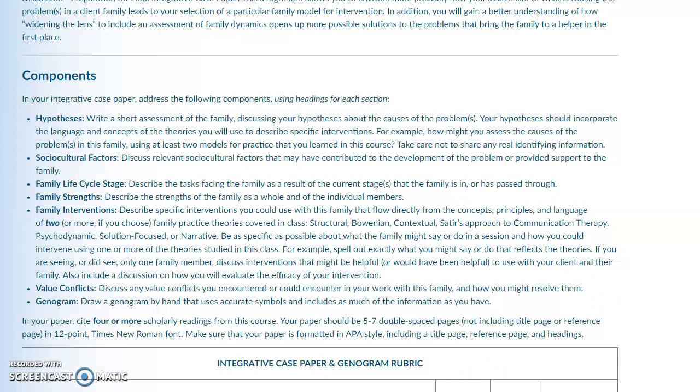So then the next section, you will be describing the family strengths. Every family has them, even if they are really struggling at this particular period of time and there's a lot of problems, there are going to be strengths that can be identified within the family. Make sure to identify family-related strengths, such as their structure within the family or their ways of communicating as a family.